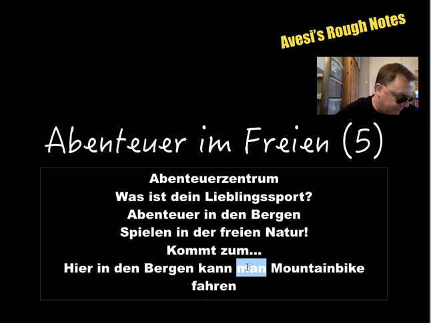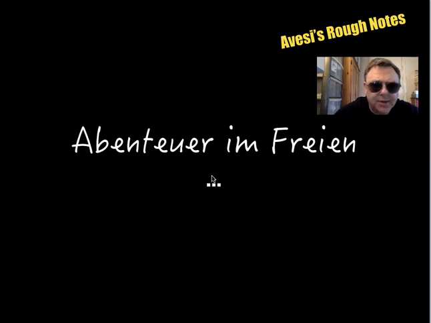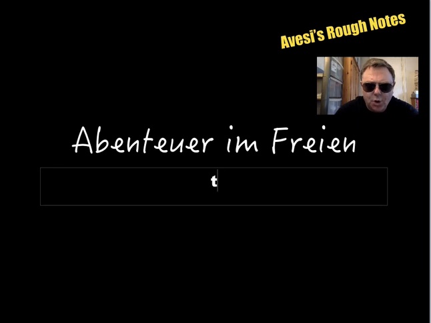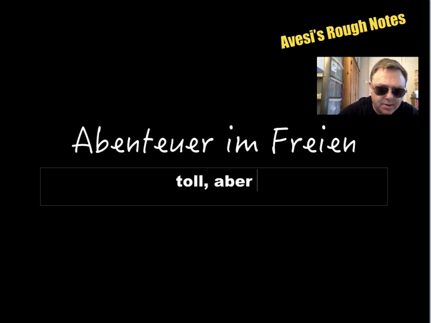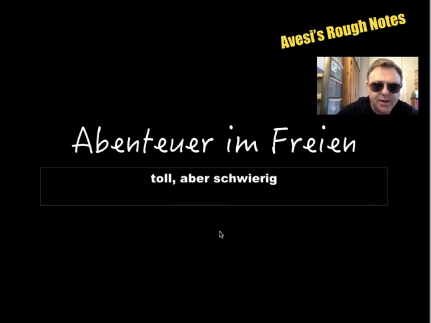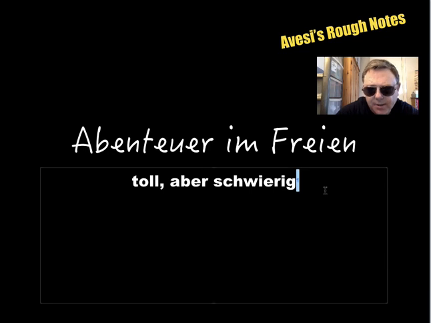Okay, so there we have that one. Toll aber schwierig. Excellent, but difficult. Let's just go on to the next one here. Might go back to that. So toll, aber, but, schwierig. So toll, aber schwierig. Excellent, but difficult. Okay, so you got that. Let's widen that. Schwierig means difficult. Schwer is another word for difficult.